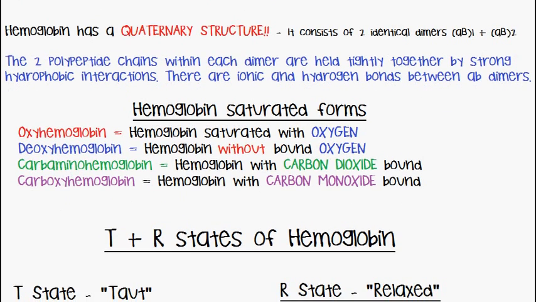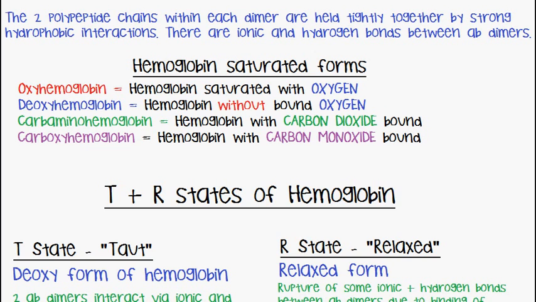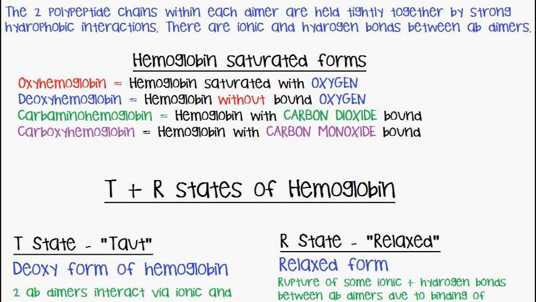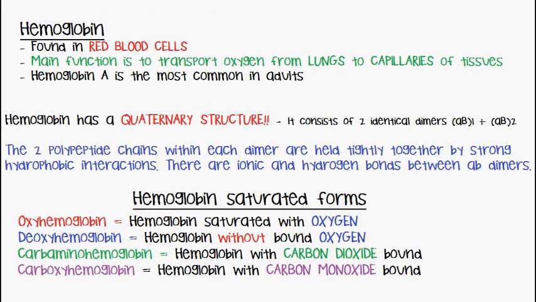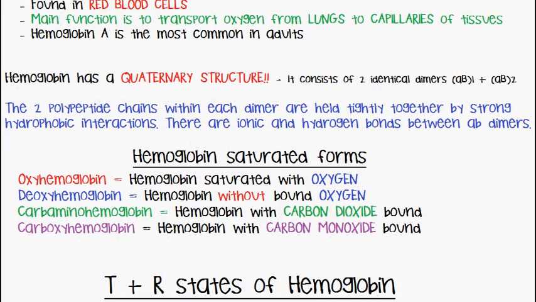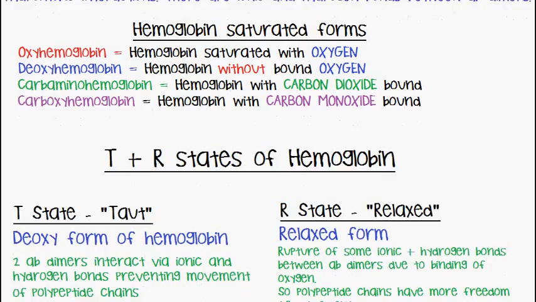Now, hemoglobin has various saturated forms depending on what it's saturated with or whether it's even saturated in the first place. So you have oxyhemoglobin here, and that's hemoglobin which is saturated with oxygen. We have deoxyhemoglobin, which is hemoglobin without a bound oxygen. We have carbaminohemoglobin, hemoglobin with carbon dioxide bound, and carboxyhemoglobin, which is hemoglobin with carbon monoxide bound. Now remember, the iron inside hemoglobin has a higher affinity to bind carbon monoxide as opposed to oxygen as well. So that's just something to note.